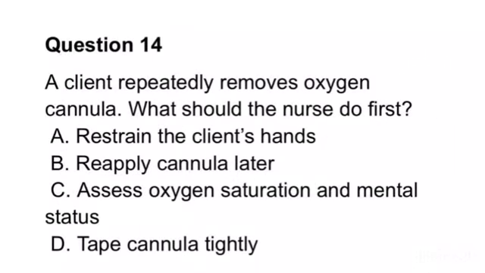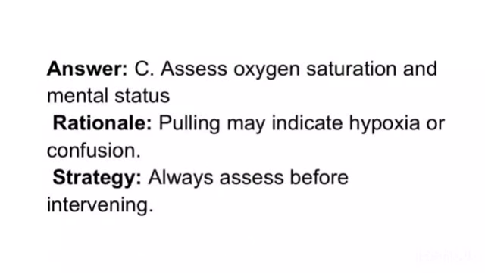Question 14. A client repeatedly removes oxygen cannula. What should the nurse do first? A. Restrain the client's hands. B. Reapply cannula later. C. Assess oxygen saturation and mental status. D. Tape cannula tightly. Answer, C. Assess oxygen saturation and mental status. Rationale, pulling may indicate hypoxia or confusion. Strategy, always assess before intervening.